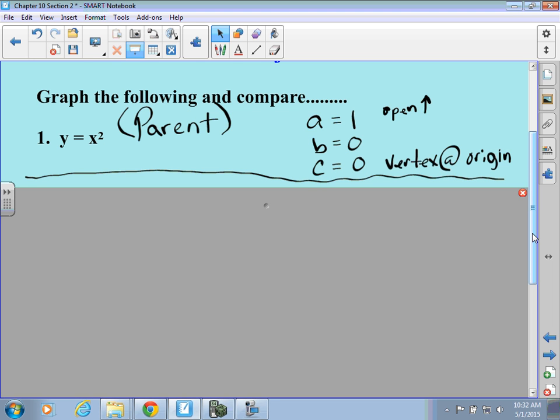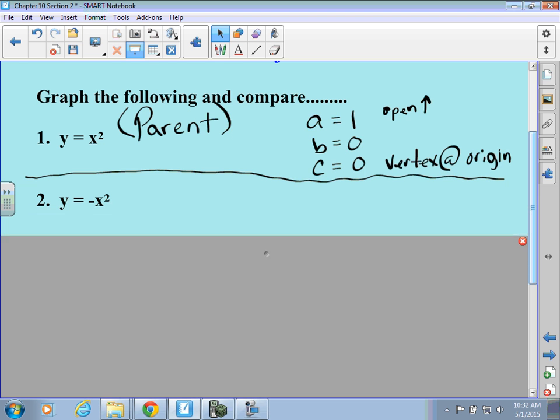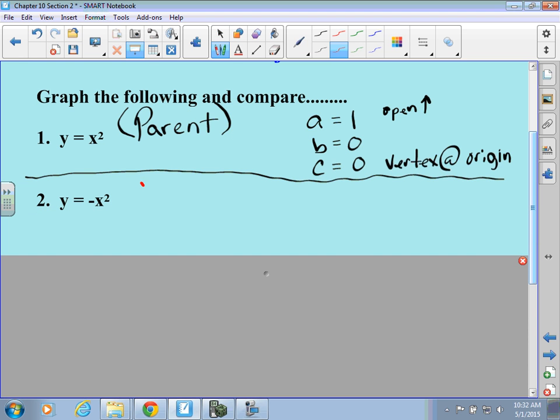All right, let's go to the kid. Here's the kid. It's a little bit different. My a is what? It's -1. My b is going to be 0, and my c is going to be 0. Now, if my a is -1, how is it different from the parent? It's going to open down. And why is it going to open down? Yep, because it's a negative number. What about the width? It's going to be the same because it's still a 1.